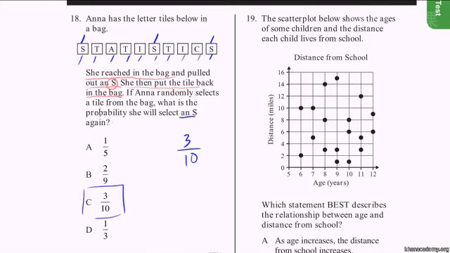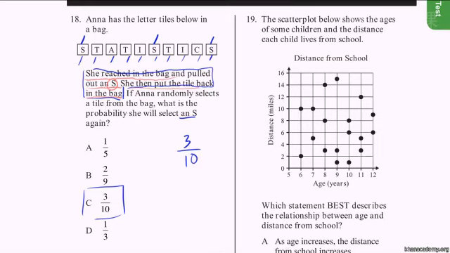And the reason why I said it's a trick question is because they write this first statement, which really doesn't change the problem at all. She took an S out, she put it back. If she had said that she took out an S and then did not put it back in the bag, then you would say, oh gee, there's only 9 tiles left, and only 2 of them are S's, and then you would have said 2/9. But since she did put the S back in the bag, there are 10 letters in the bag, 3 of them are S's, so the answer is 3/10.